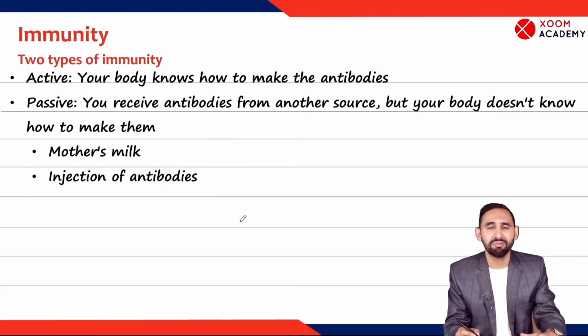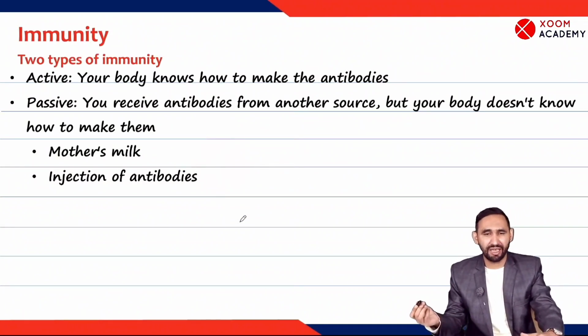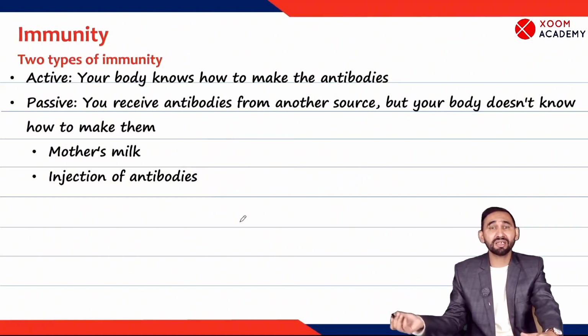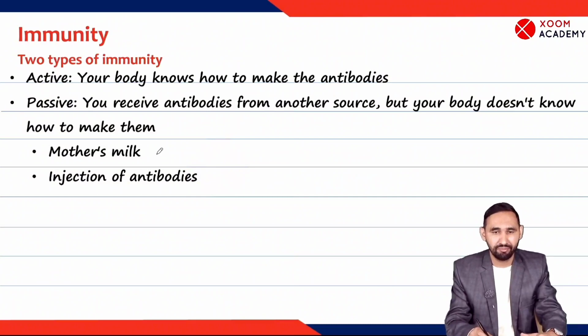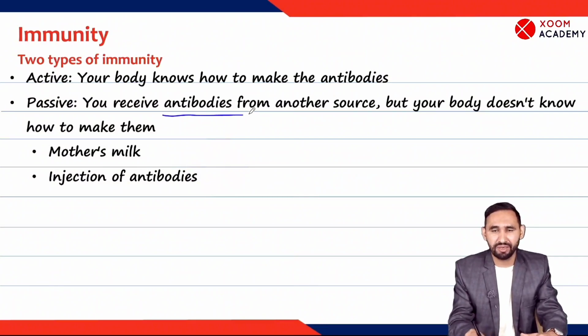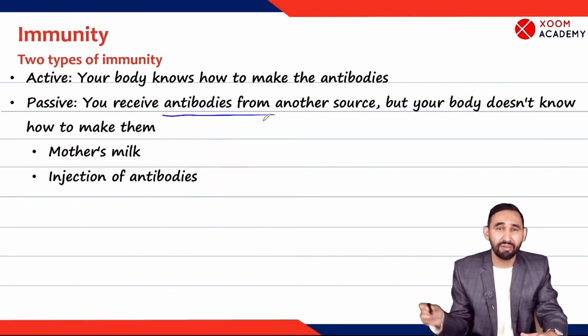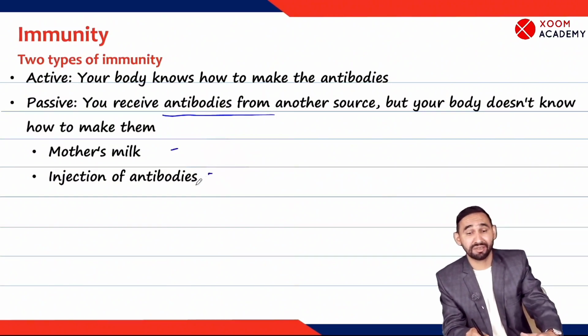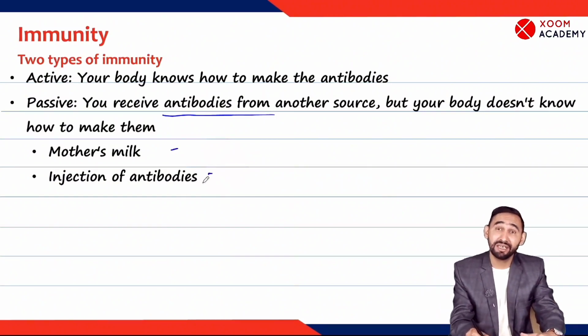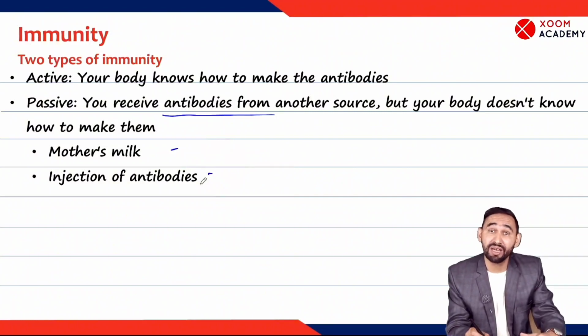There are two types of immunity: active immunity and passive immunity. Active immunity is when our body knows how to make antibodies. What is passive? You receive antibodies from outside sources, like from maternal milk or from injections. Antibodies can be injected, and maternal milk provides antibodies.